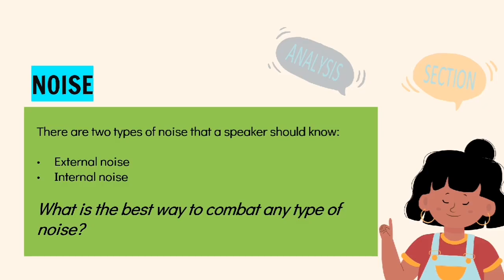malamig, poor ventilation, masyado bang maliwanag or masyadong madilim sa venue, and yung mga obstacles between the speaker and the audience. Ang internal noise naman, it occurs when the speaker is confused or conveys an unclear message about what he wants to express. So what is the best way to combat any type of noise?